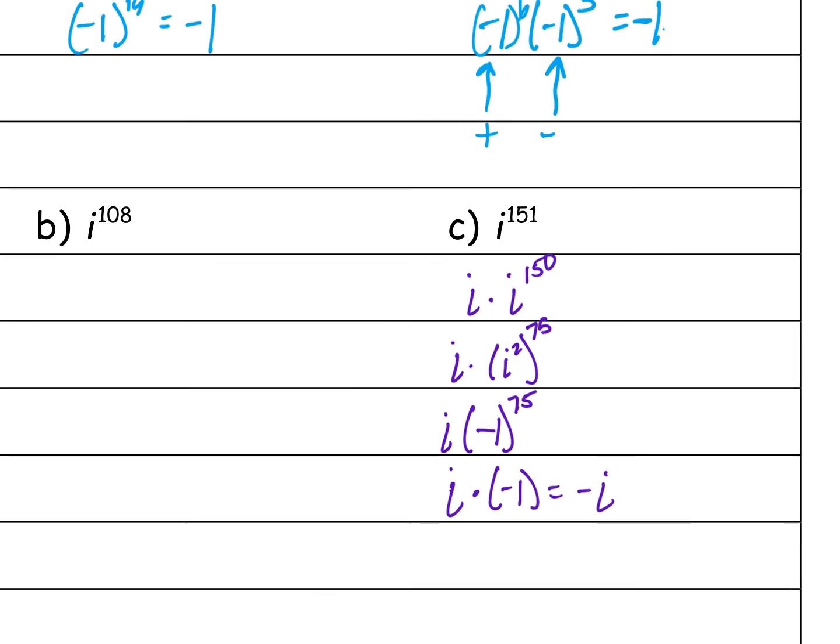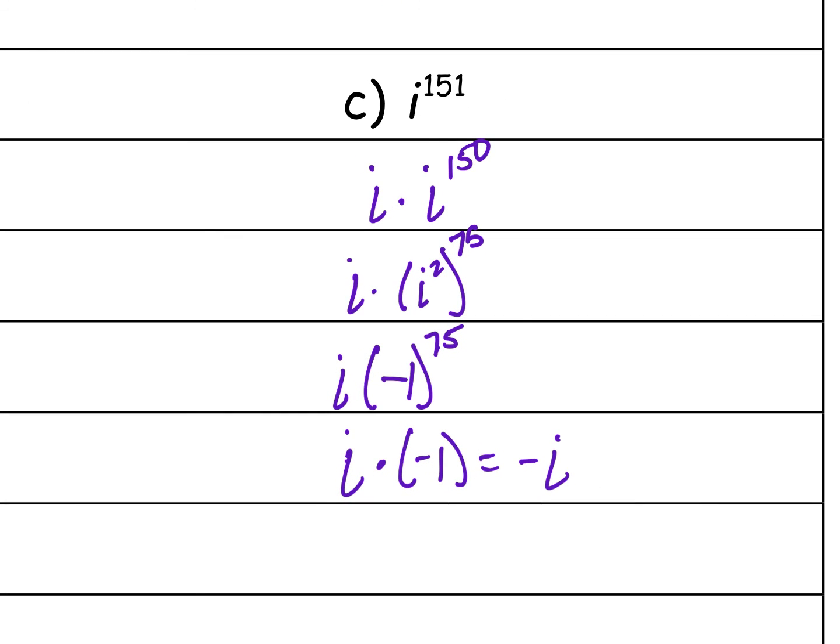And then i squared is still -1. Because it's an odd number, it would equal negative. Yep, -1 to the 75th power, right? Because every 2 makes a positive, so I have an extra one left over, so it'll be negative.